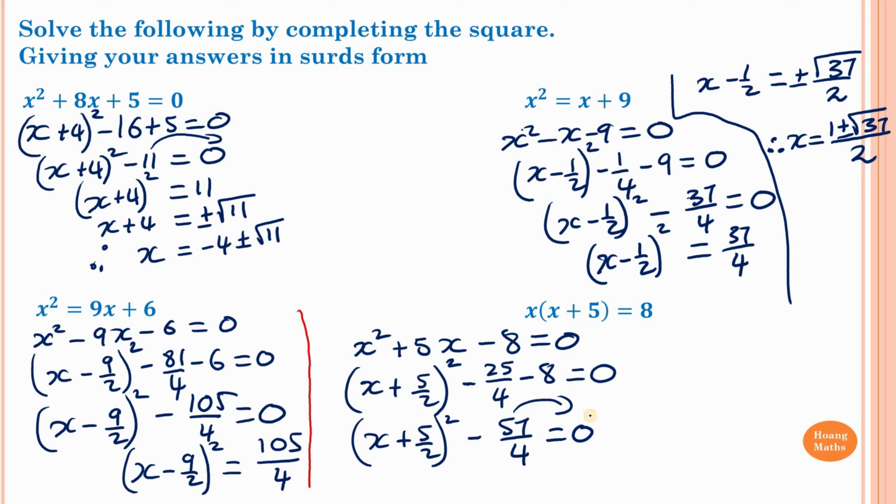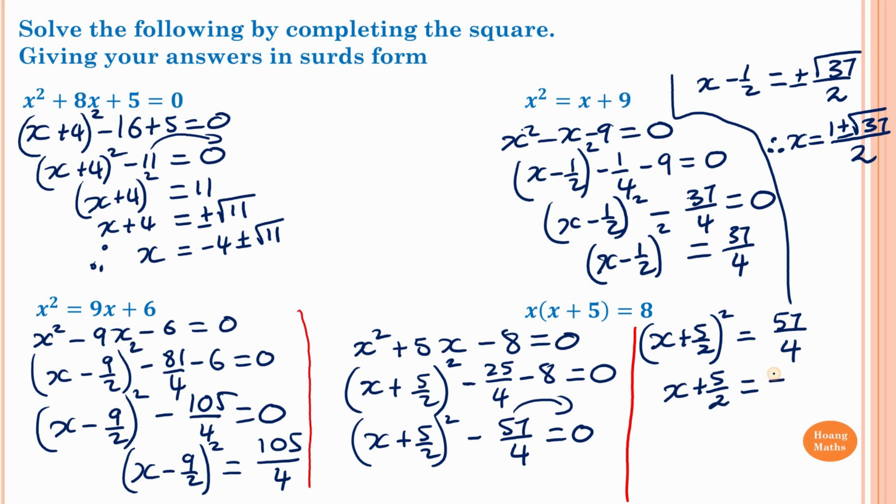So if I move this to that side, it will give me x plus 5 over 2 all squared equal to 57 over 4. So if I square root both sides, x plus 5 over 2 gives me plus or minus, which is the square root of 57 over the square root of 4, which is 2. So I move this to the other side, of course, that becomes negative. So therefore, x is equal to negative 5 plus or minus the square root of 57 over 2.